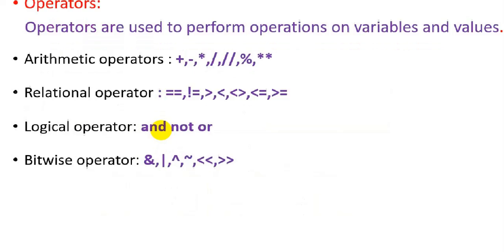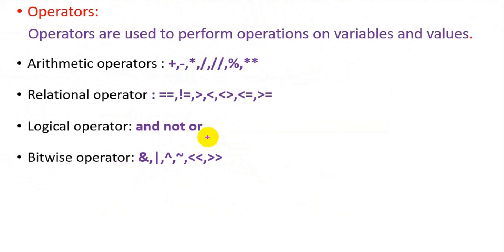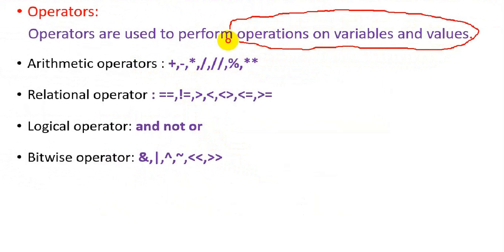Next, operators. The major classification of the operators is given here. The operators are used to perform operations on variables or values. First, arithmetic operators. Addition is plus, subtraction is minus, multiplication is star, slash is normal division, double slash is integer division. That means after the division it will eradicate the fraction part. Percentage is the modulo operator. Double star is the exponential operator.